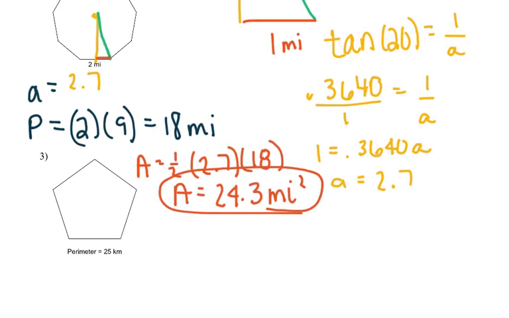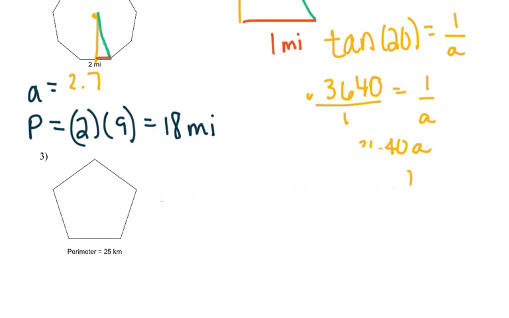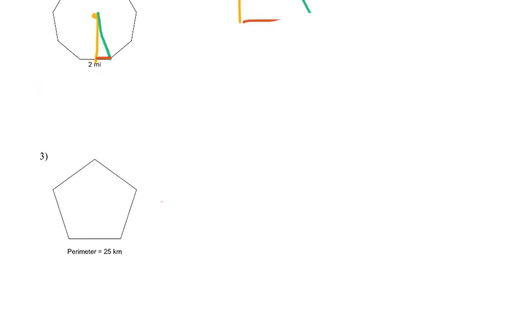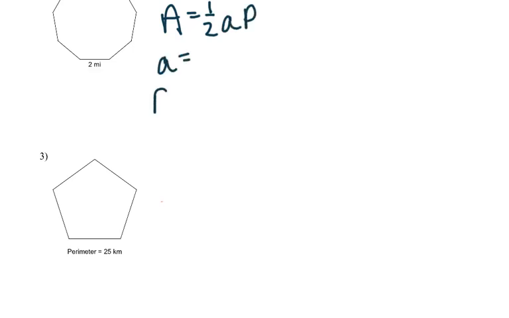Number 3 actually gives us a total perimeter instead of a side length. That makes finding the perimeter very obvious, but then we have to find the side length. So again, remember that the area is equal to half of the apothem times the perimeter. We need to know what the apothem is. We also need to know the perimeter. The perimeter here is 25 kilometers. That's been given to us.